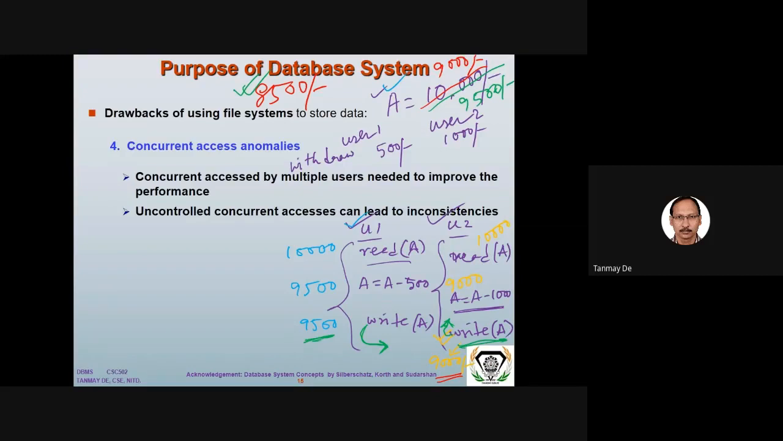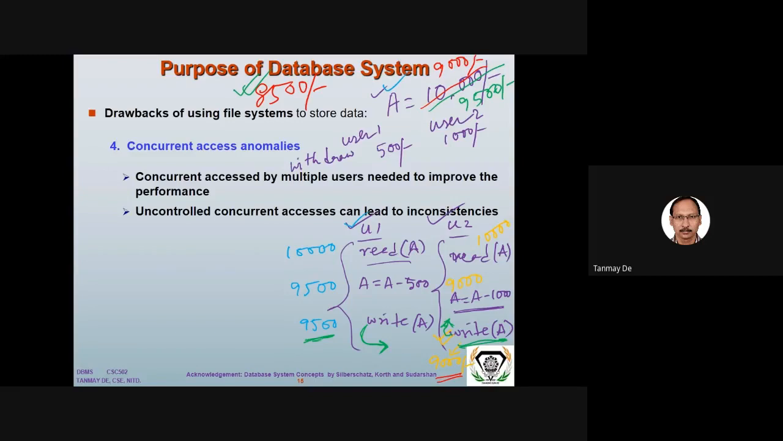That is not desirable, of course, because the balance is not maintained. What is consistency? Consistency is that the balance before withdrawal and the balance after withdrawal plus the withdrawn amount need to maintain an equilibrium, is it not?